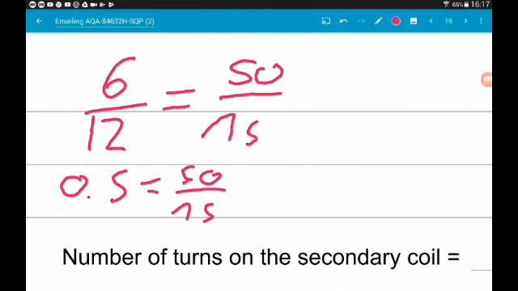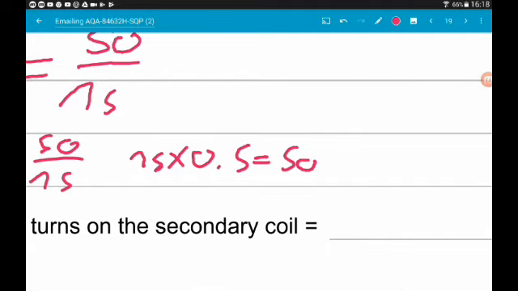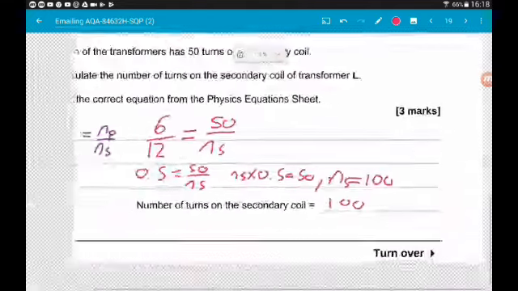So we can multiply by the number on the secondary. So number on the secondary times 0.5 is 50. So if we then divide by 0.5, we get the number on the secondary is 100. So there are 100 coils.